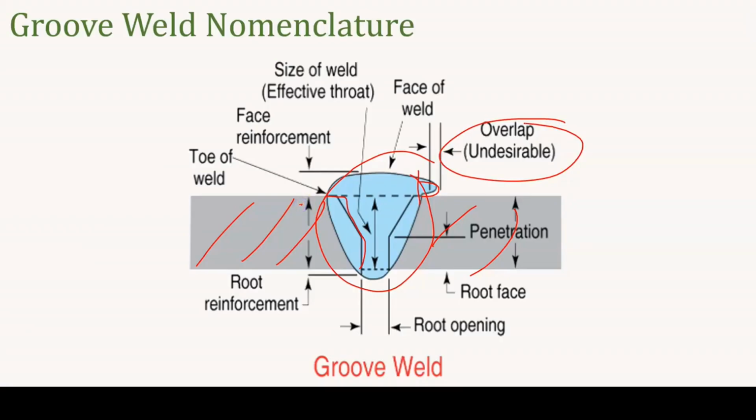and the portion from the base material to the upper face is nothing but the face reinforcement. The starting of this weld portion is nothing but the toe of a welding, that means the starting point or the foot of a welding, and this is the root reinforcement, right? It is supposed to stop here, but it is extended like this. So this is nothing but the root reinforcement, and this is the root opening, right? So these are the different groove type welding nomenclatures.